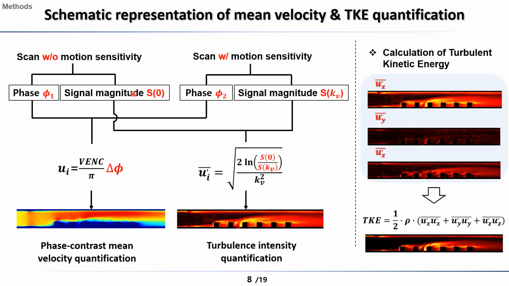The following is the schematic representation of mean velocity and TKE quantification using MRV. The MRV signal consists of phase and signal magnitude. So the mean velocity measurement is based on the phase difference, while the turbulence intensity measurement is based on the signal magnitude. So by using the difference of these two signals, known as signal loss, the turbulence intensity in X, Y, and Z directions can be directly calculated. And finally, the TKE data can be obtained by using this formula.